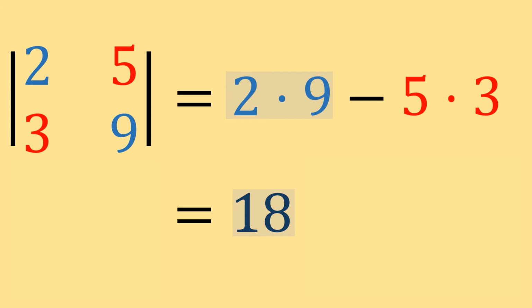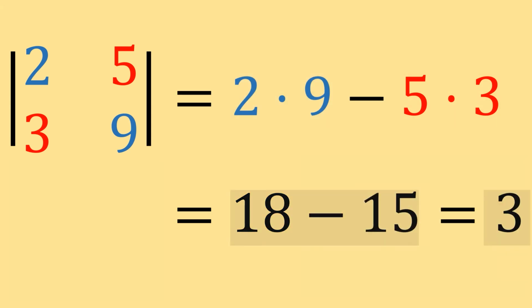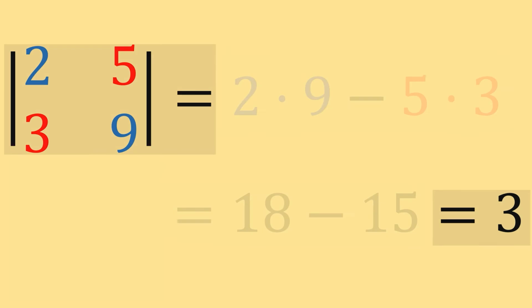2 times 9 is 18. 5 times 3 is 15. So 18 minus 15 is 3. The determinant of this matrix is 3.